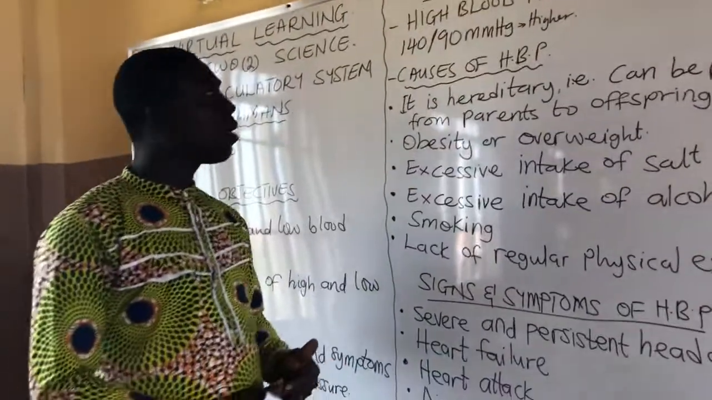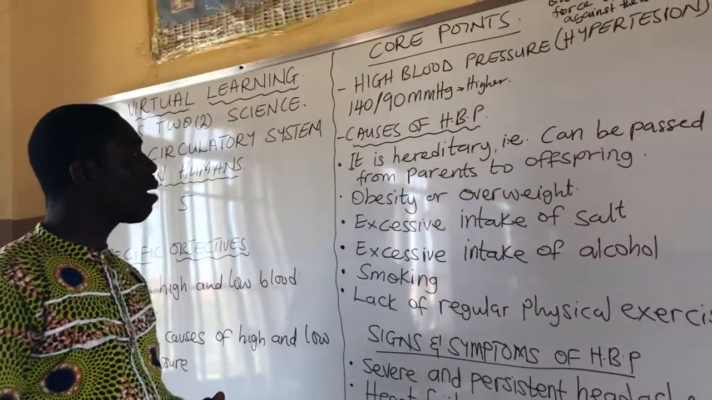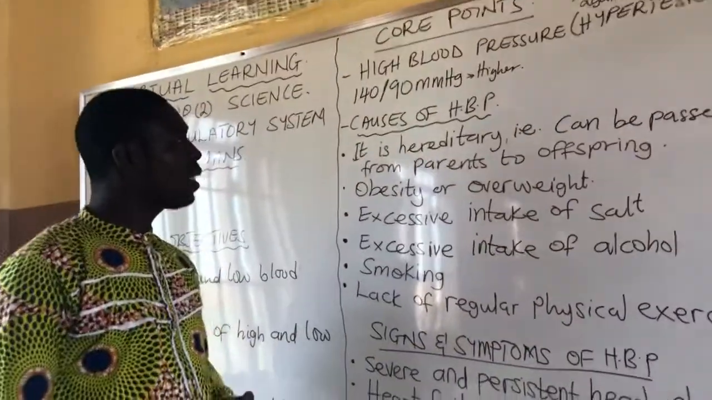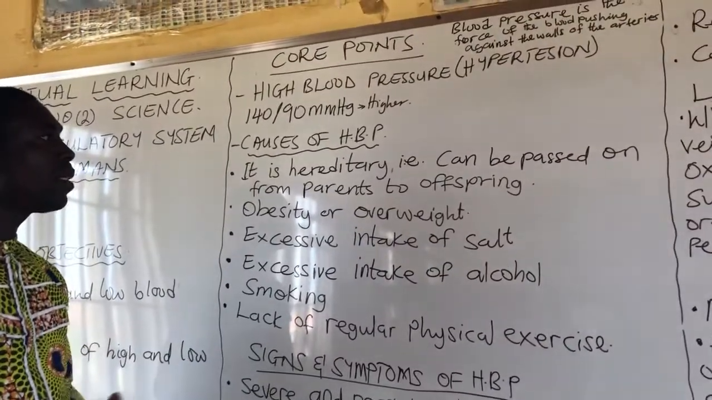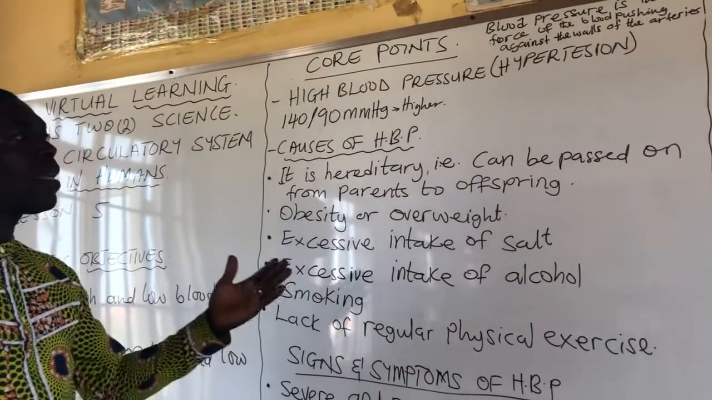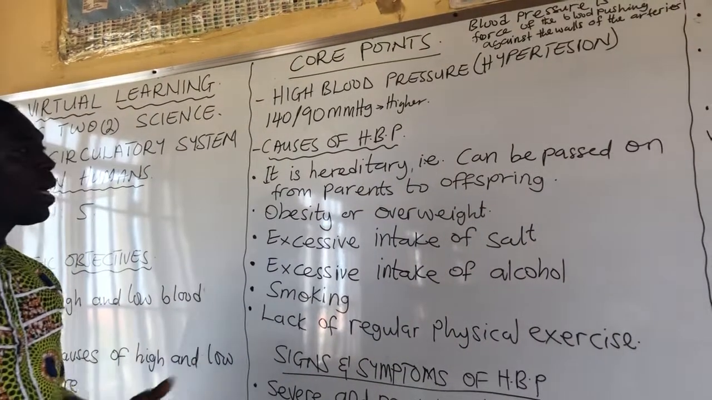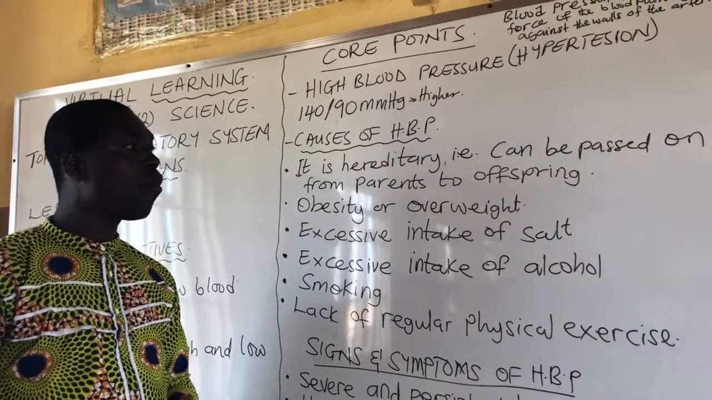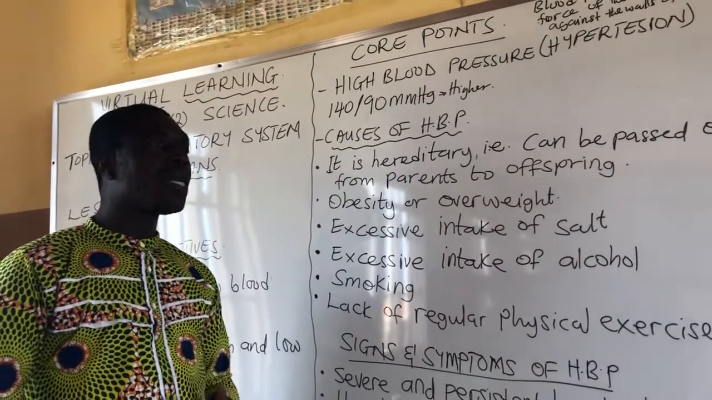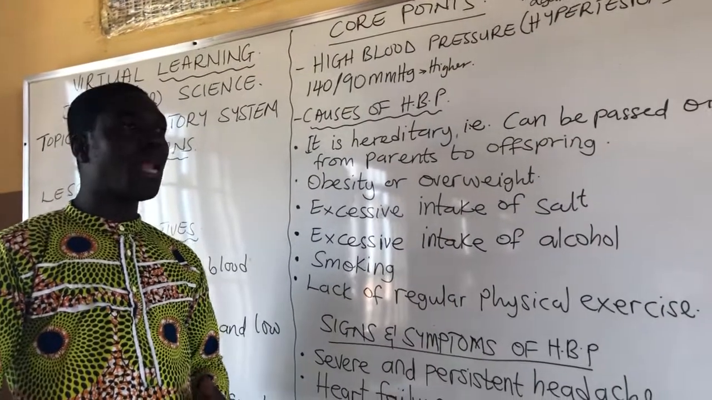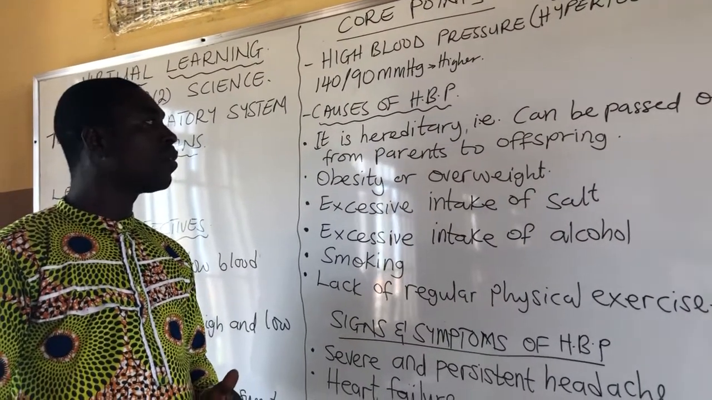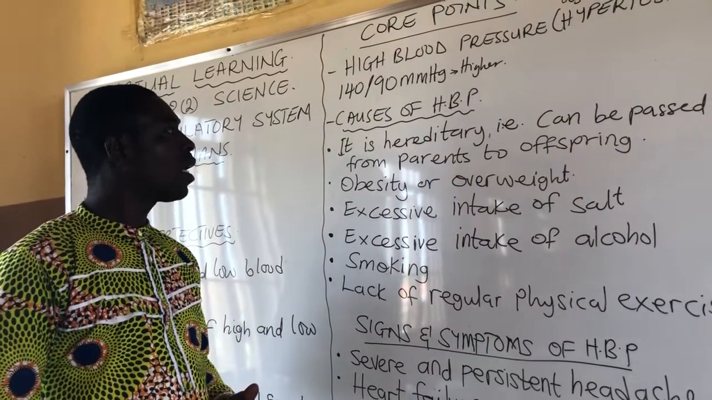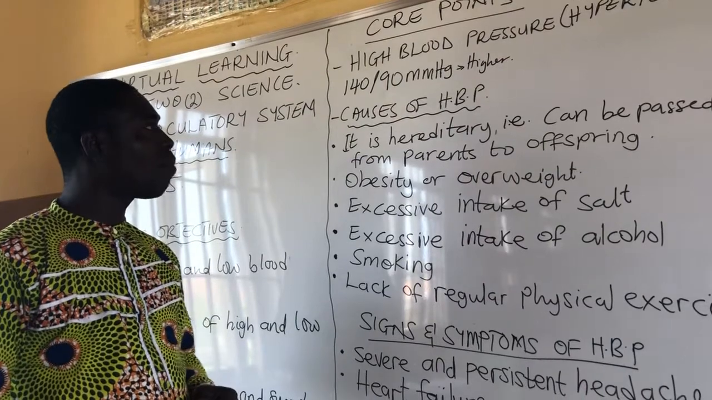Now let's look at some possible causes of high blood pressure. One, high blood pressure is hereditary. When you say hereditary, it means that something that can be passed on from parents to their offspring, that is their young ones or babies. Since this is a disease in the blood, therefore it's hereditary. So we can inherit it from our parent. And this is one of the causes of high blood pressure.